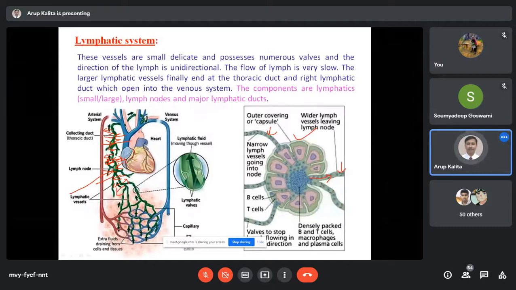Why? Because the rabies virus will act on the brain. So if the biting site is distant from the brain, it will take more time. Suppose one person got bitten in the leg, another person got bitten in the hand. The person bitten on the leg will require more time to develop rabies, as compared to the biting on the hand.